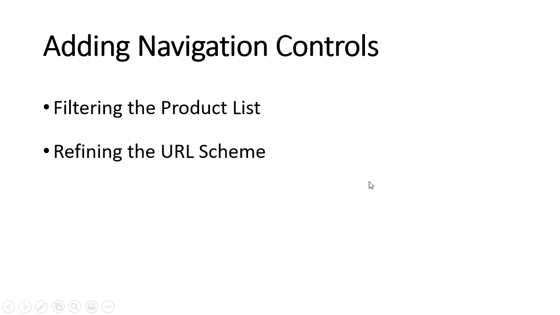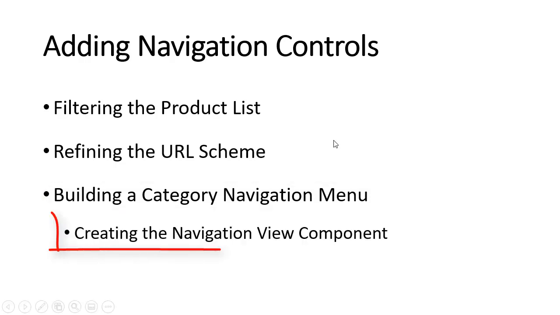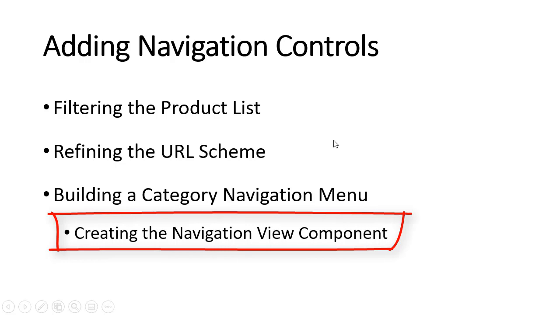Now we're going to be building a category navigation menu. So we're going to be building that left navigation menu with the categories. And we're going to be starting that by creating a navigation view component. So that's the first time that the view component is mentioned here.